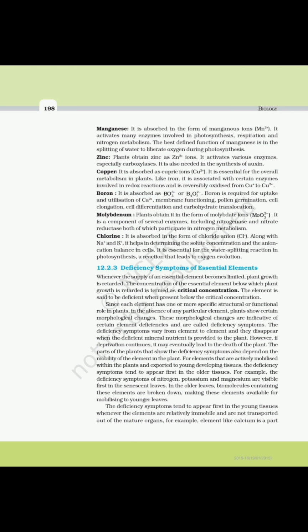Boron. It is absorbed as BO3 3- or B4O7 2-. Boron is required for uptake and utilization of Ca2+, membrane functioning, pollen germination, cell elongation, cell differentiation and carbohydrate translocation. Molybdenum. Plants obtain it in the form of molybdate ions, MoO4 2-. It is a component of several enzymes, including nitrogenase and nitrate reductase, both of which participate in nitrogen metabolism.